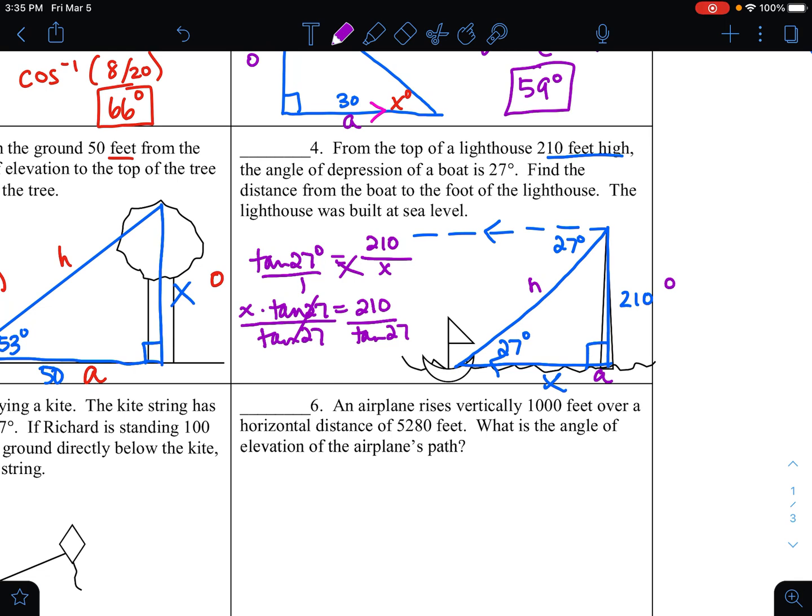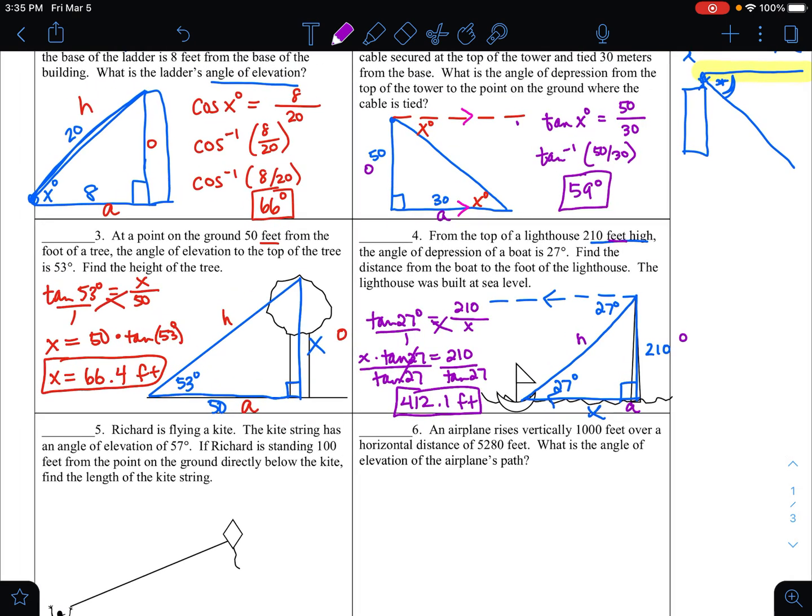Rounded to the nearest tenth, I've got 412.1. And going back up here to the top, feet is our unit. Okay, so there is our answer.